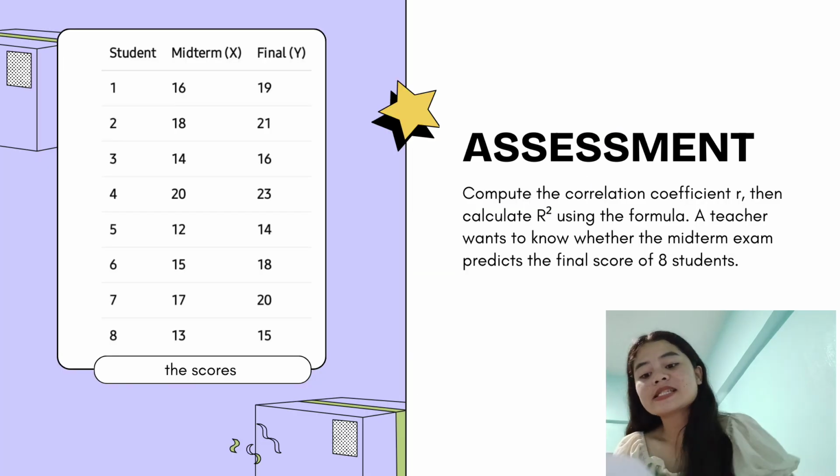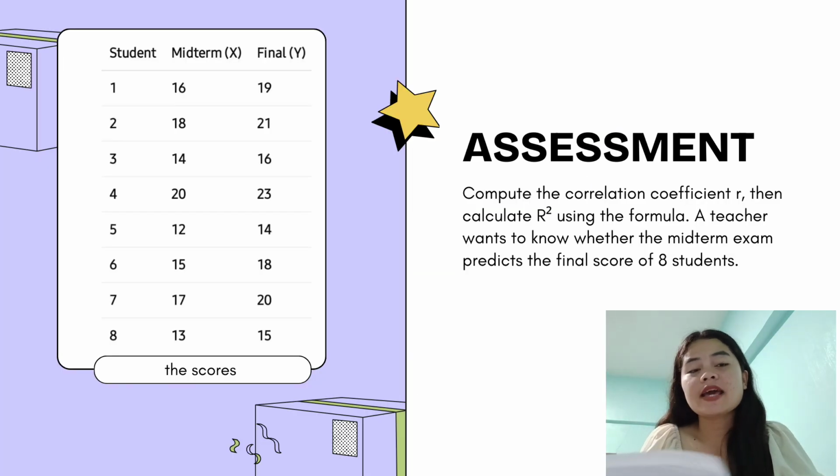So, for your assessment, class, I put the sample data in the PPT. And I want to know whether the midterm exam predicts the final score of 8 students. So, you need to compute the correlation coefficient or the R, then calculate R squared using the formula.